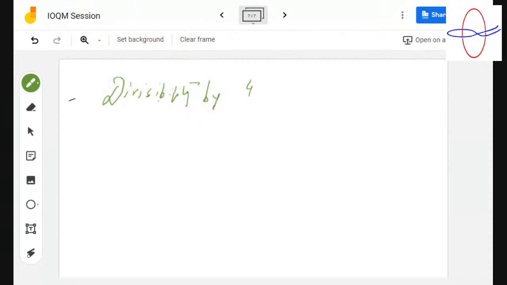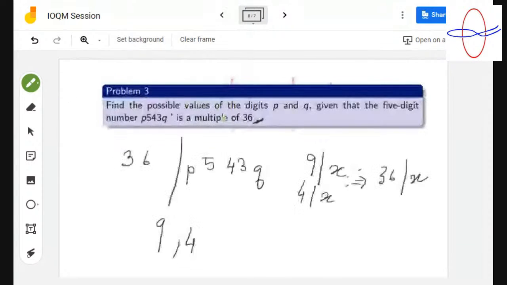Perfect. The last two digits must be divisible by 4. That is, 3q must be divisible by 4. That means q can be 2, 4, 6, or 8. So observe, q can be 2 or 6, right? 32 or 36. That's how it can divide. Did you get it, guys? q can be equal to 2 or 6.